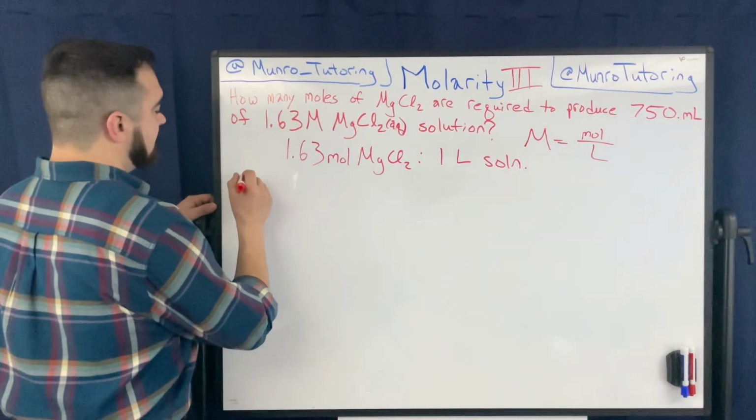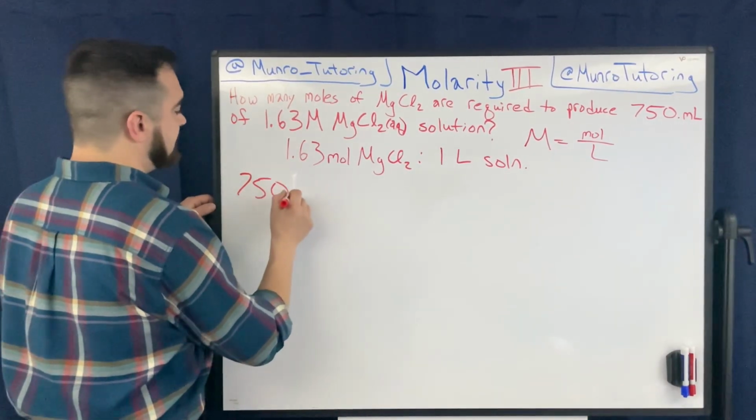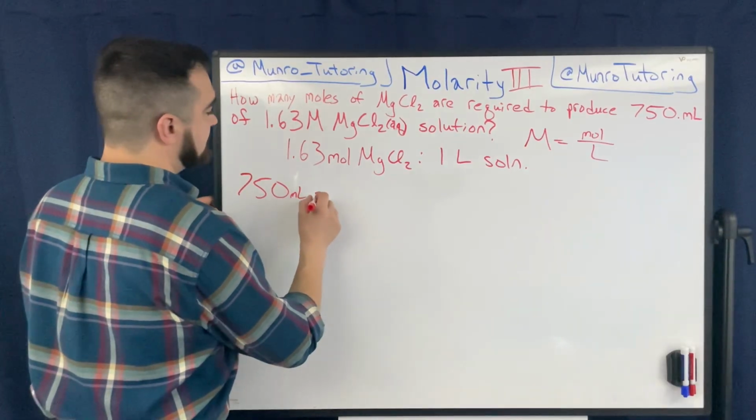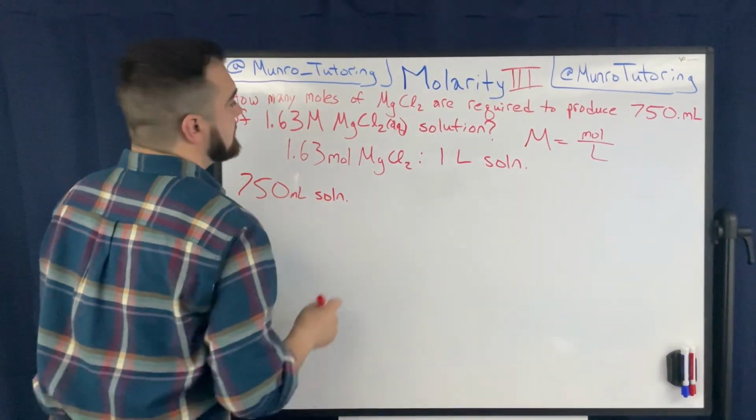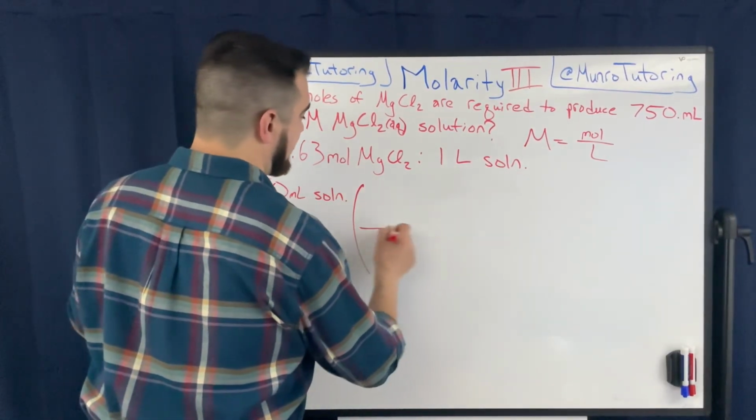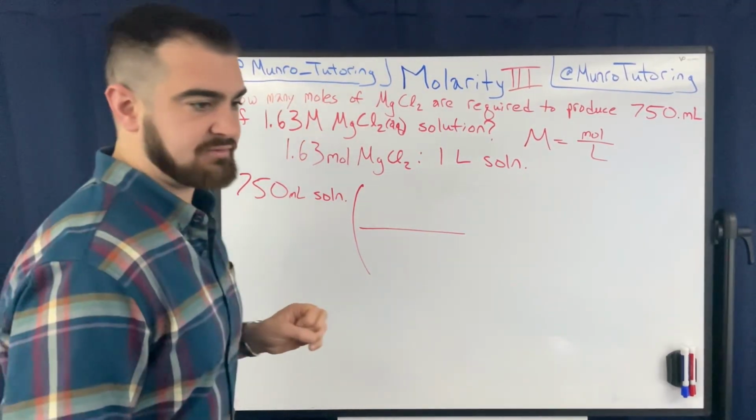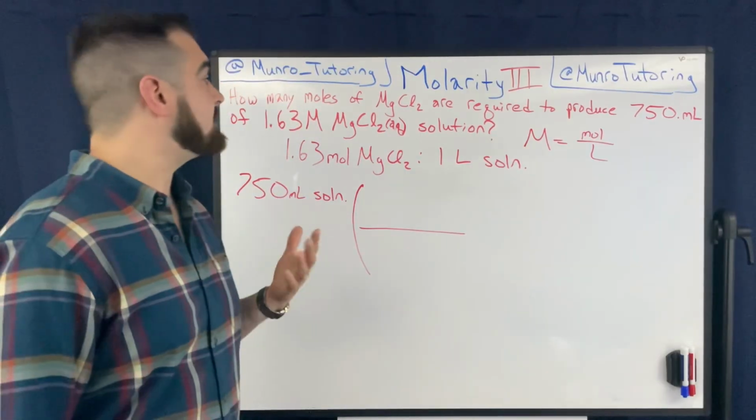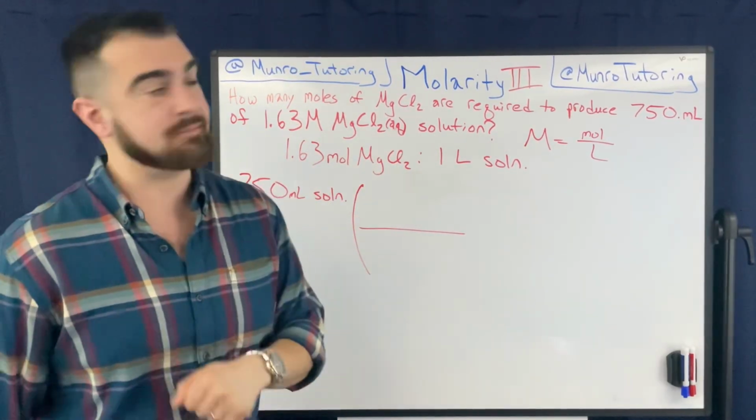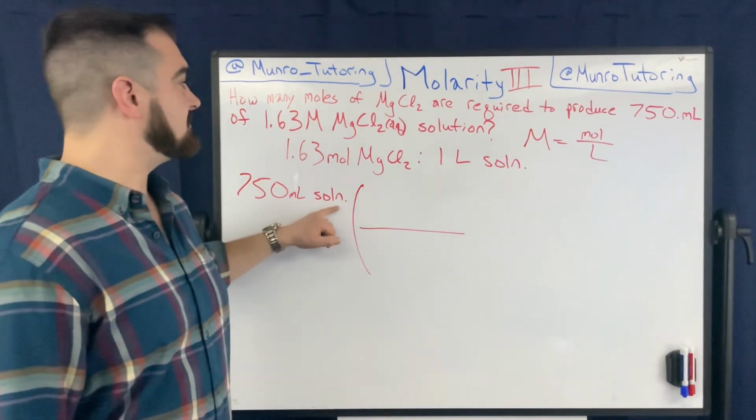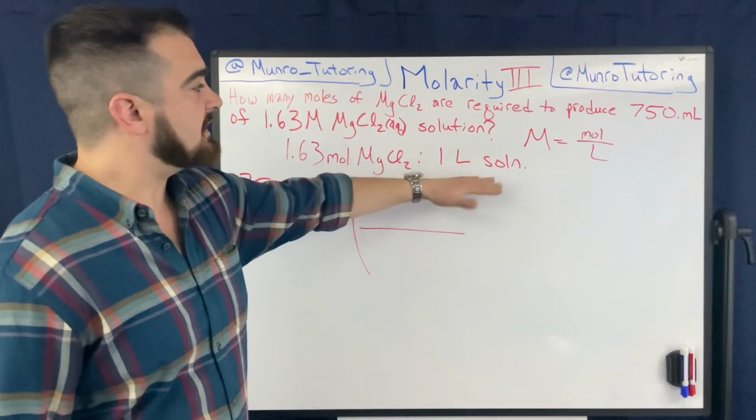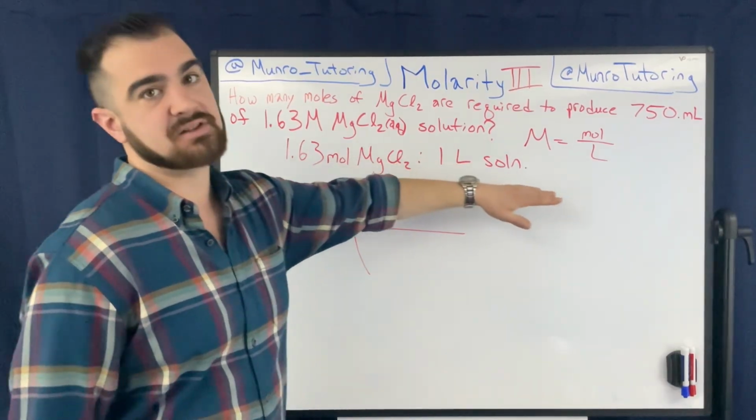So here we go, 750 milliliters of, I'm just going to write solution here. And then we open up our parentheses and we put our fraction bar, just as I showed you in the other videos. And we have to figure out which side of this is going to go in the top and which side is going to go in the bottom. Well, we have milliliters of solution here, so that doesn't cancel with moles. So it's got to be the other side, but this is written as liters of solution.